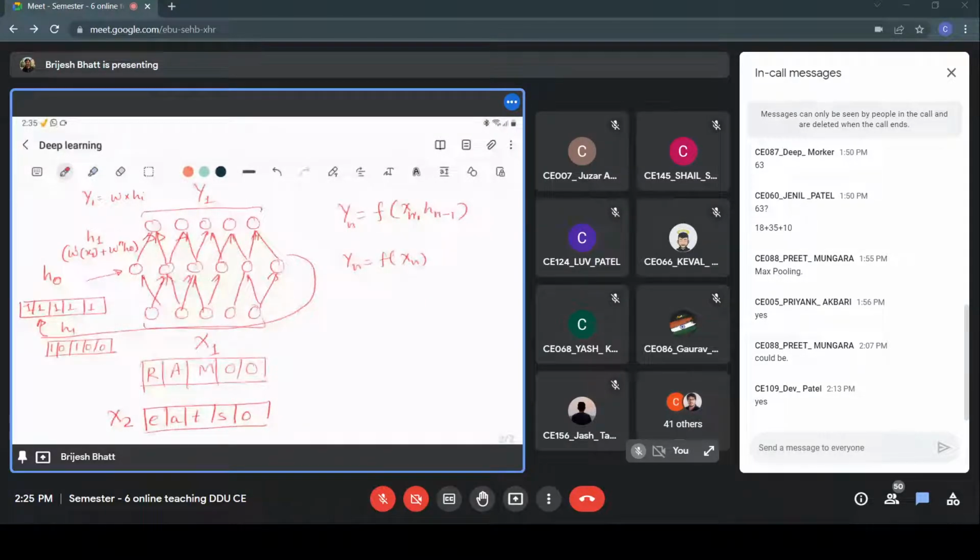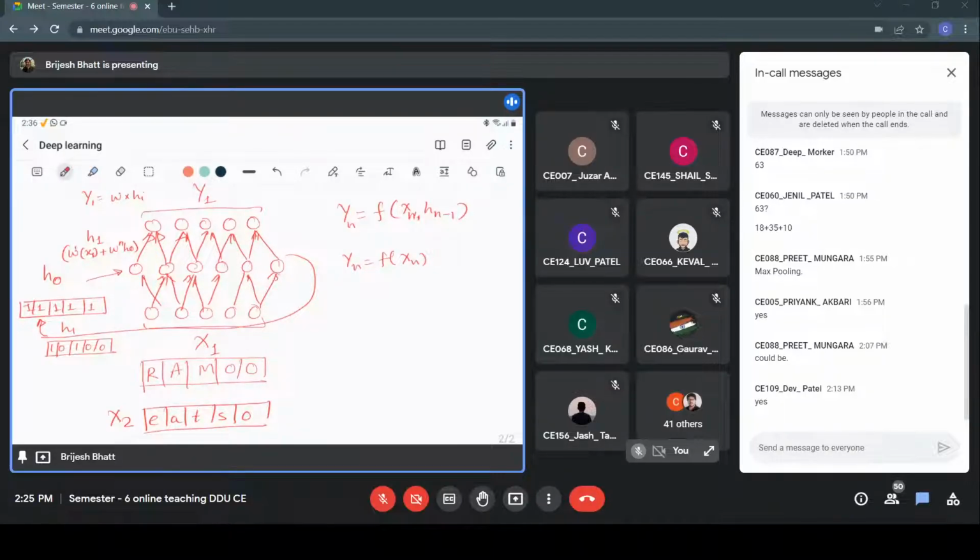Then again, and then apple. It will process every word of the sentence one by one, while updating the corresponding weight values and hidden values. Right? So this is a recurrent neural network, which can capture the dependency between the outcome of the previous input and the next input.